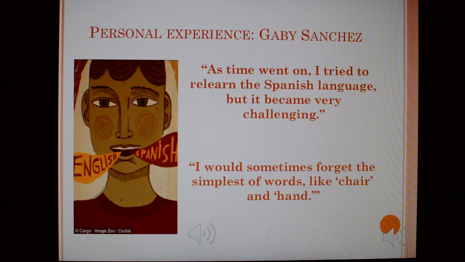Basically, the most simple of words, from chair to hand to arm to desk to book, I had trouble knowing the Spanish translation for them. I would frequently go back and forth between Spanish and English, and even now at the age of 21, I know Spanish, but sometimes I will forget words in the middle of my sentence that I'm saying in Spanish to my mom or to my dad or to my grandma.